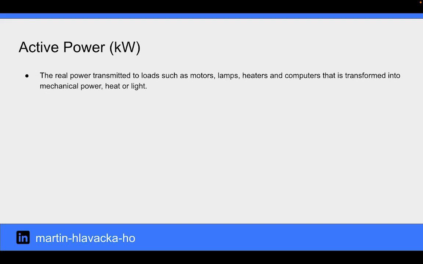Active power is the real power transmitted to loads such as motors, lamps, heaters, and computers that is transformed into mechanical power, heat, or light.